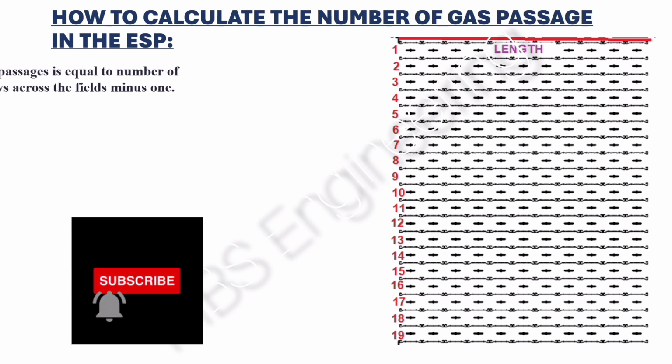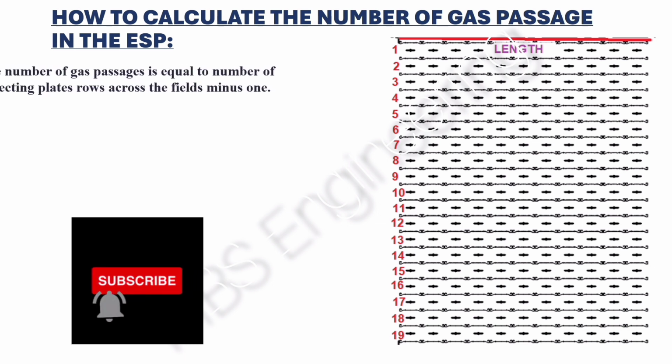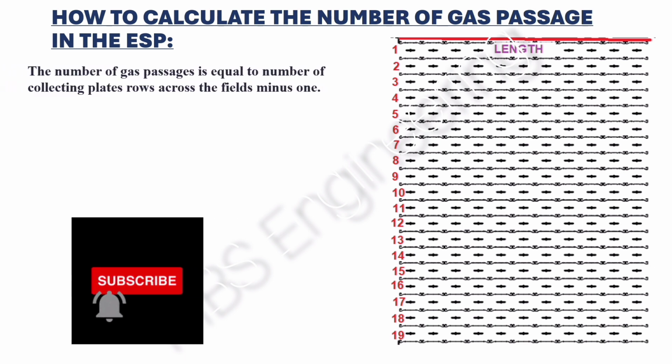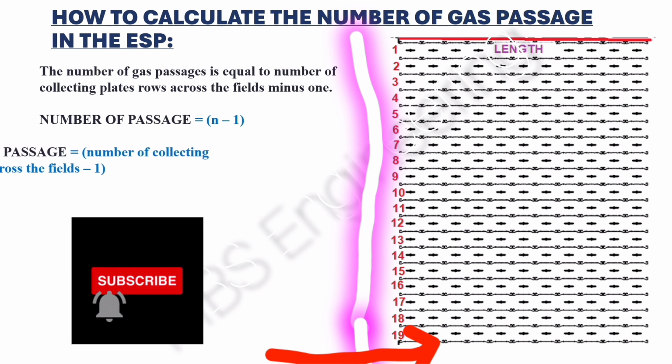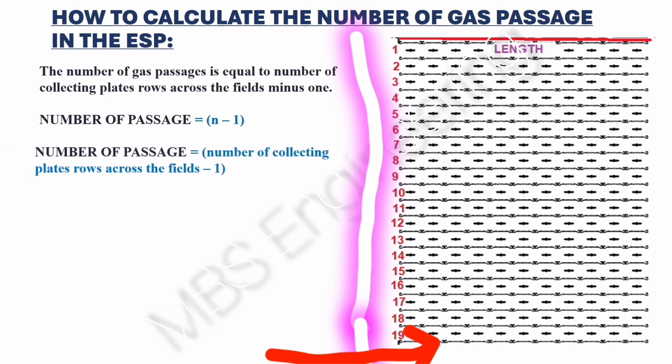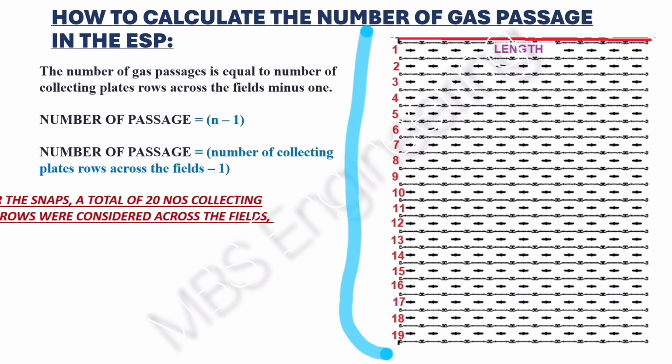Next, we are going to understand how to calculate the gas passage in the ESP. The below simple formula is used to calculate the gas passage. The number of gas passages is equal to the number of collecting plate rows across the fields minus 1. Number of passages is equal to n minus 1, or number of collecting plate rows across the fields minus 1.